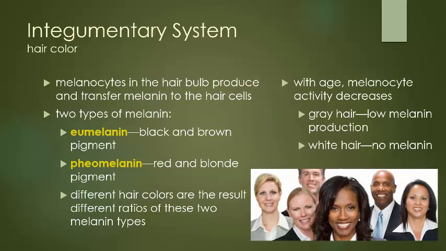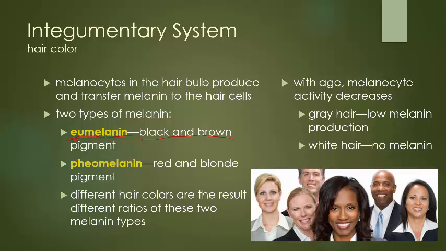Hair color is produced, again, by the melanocytes, and as melanocytes make melanosomes, they transfer that melanin in the melanosomes to the hair cells. We see two types of melanin in hair. There's eumelanin, the "eu" meaning the true melanin. It is black or brown pigment.